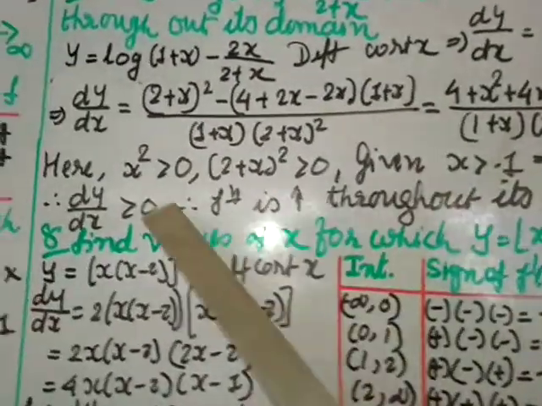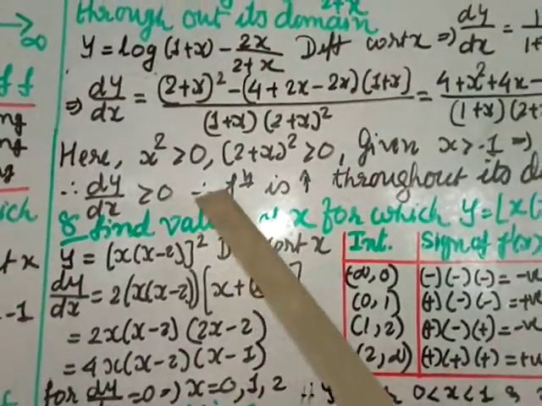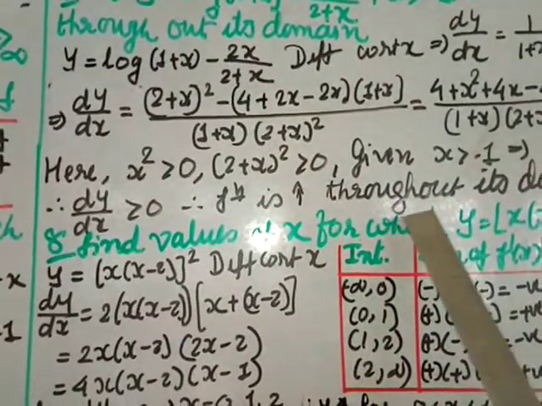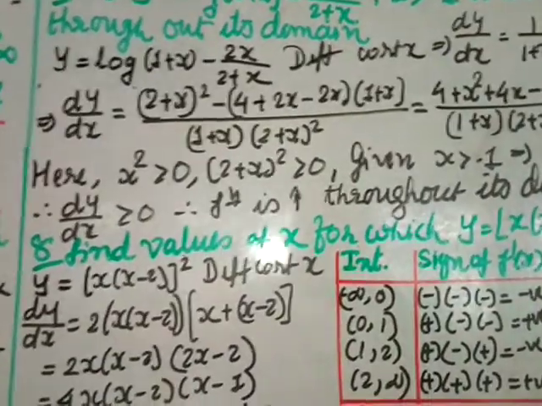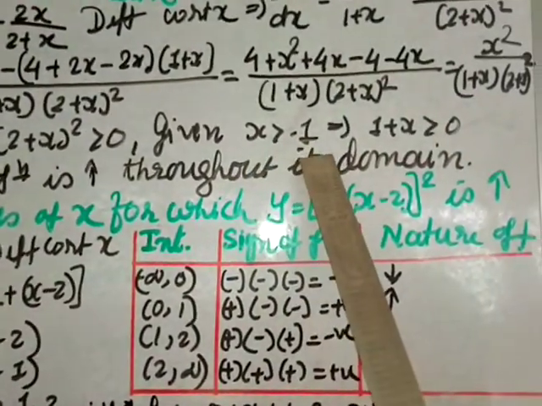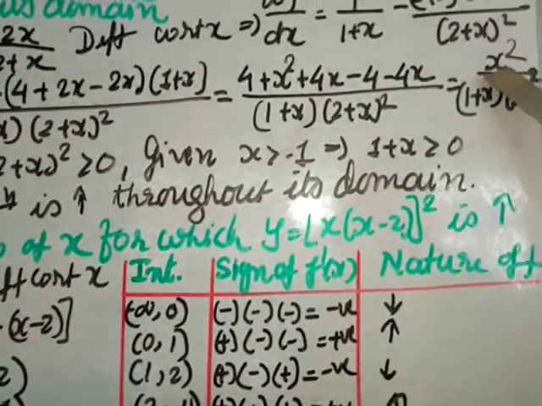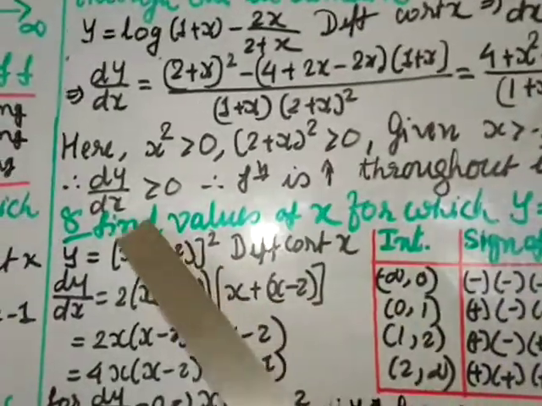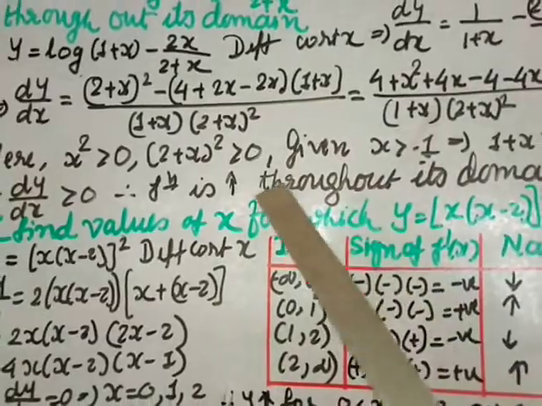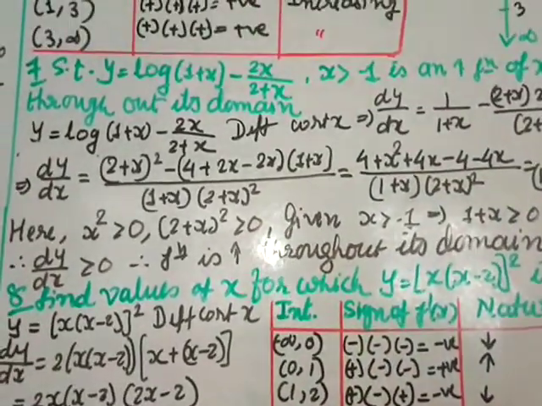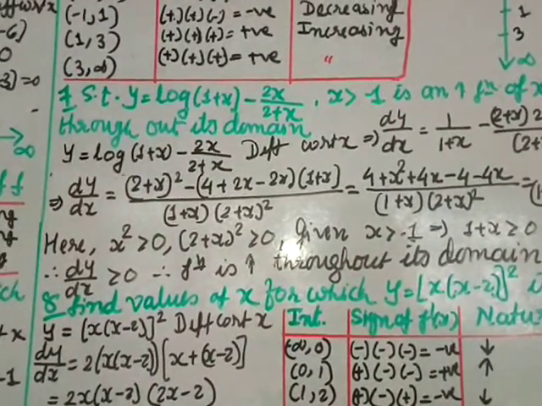Now here what happens? We know that x square is greater than 0. Positive, any square value is always greater than 0. Then 2 plus x whole square also will be greater than 0. And in the question we are given x is greater than -1. That means 1 plus x also will be greater than 0. So all these, numerator and denominator, everything is greater than 0. So dy by dx also is greater than 0. So we can say that the function is increasing throughout its domain. We have shown that this derivative dy by dx is greater than 0, so it is the condition of an increasing function.